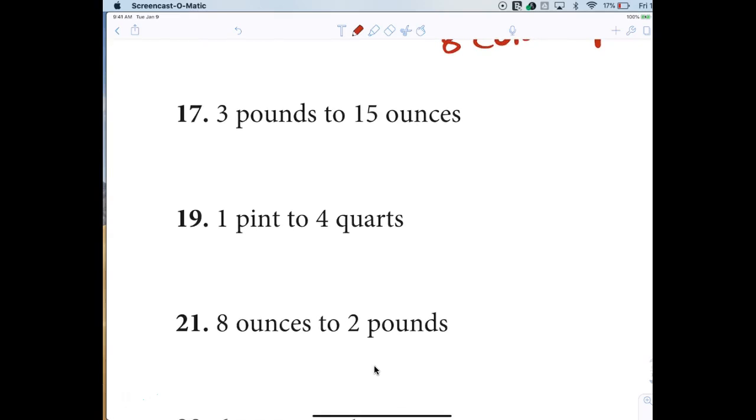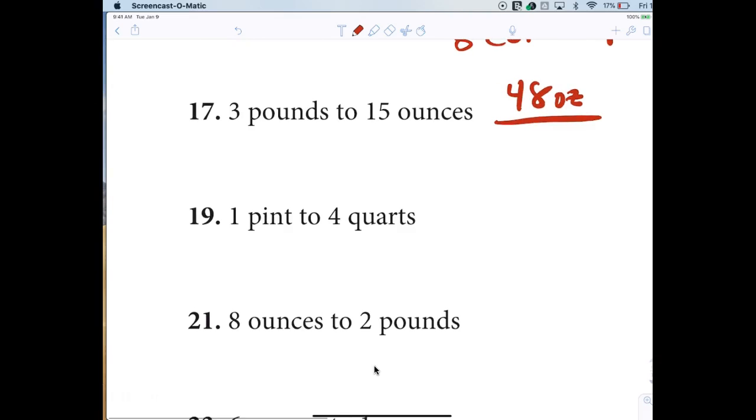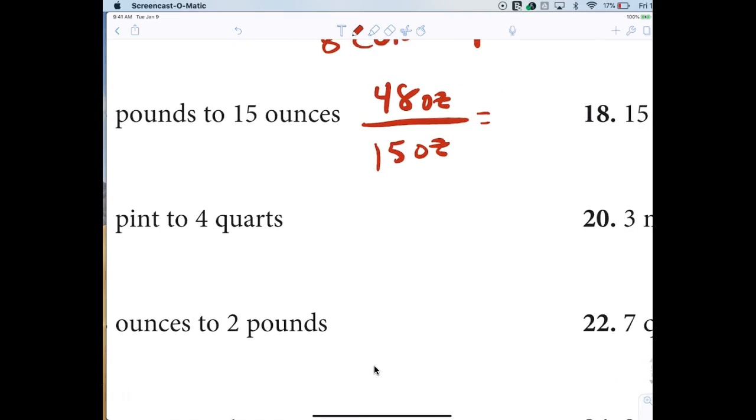Lily, tell me again. Do you remember how many ounces in a pound? Yeah, 16 ounces is 1 pound. All right, so if you have 3 pounds, let her think it through. Yeah, 48 ounces. So we're going to go 48 ounces to 15 ounces. And so that reduces to what?